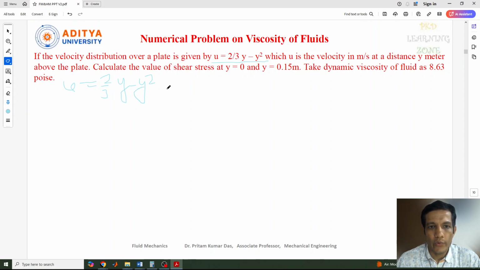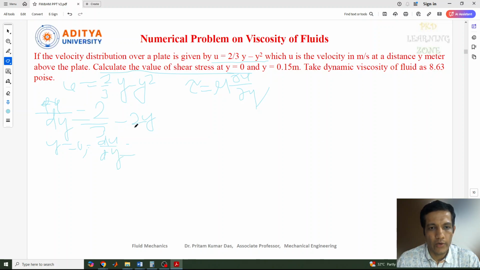So we know the formula for shear stress. From Newton's law of viscosity, tau equal to mu into du by dy. So here we first need to find the derivative of u. The derivative of u with respect to y gives 2/3 minus the derivative of y squared, that is 2y. Now we need to find the value of du by dy at a distance y equal to 0.